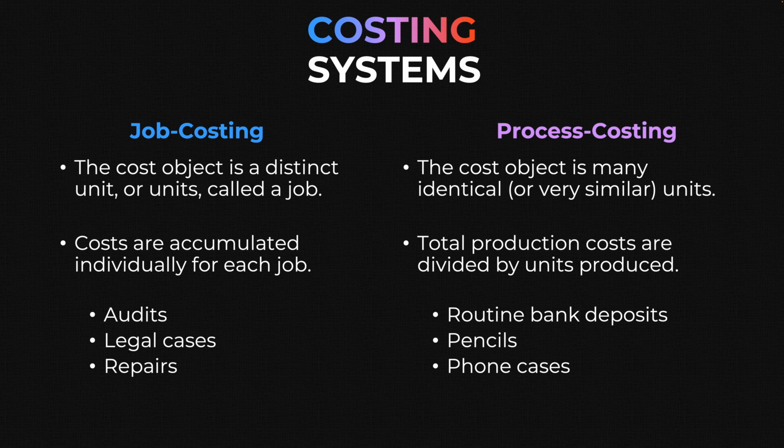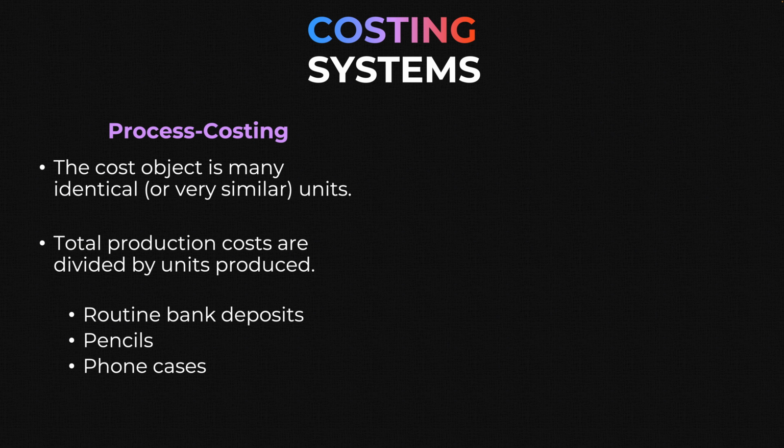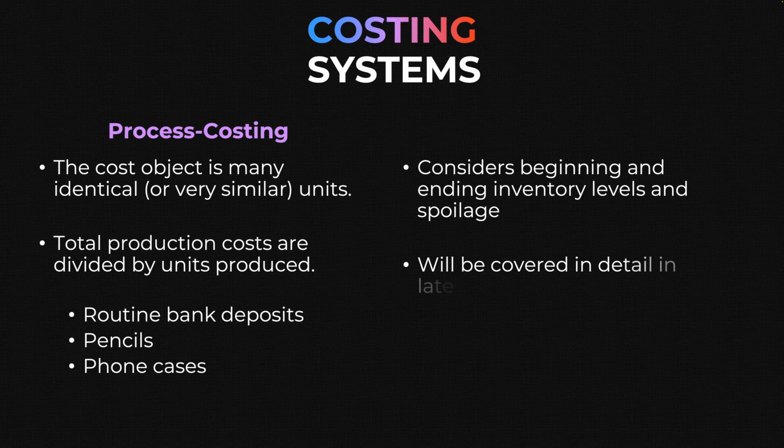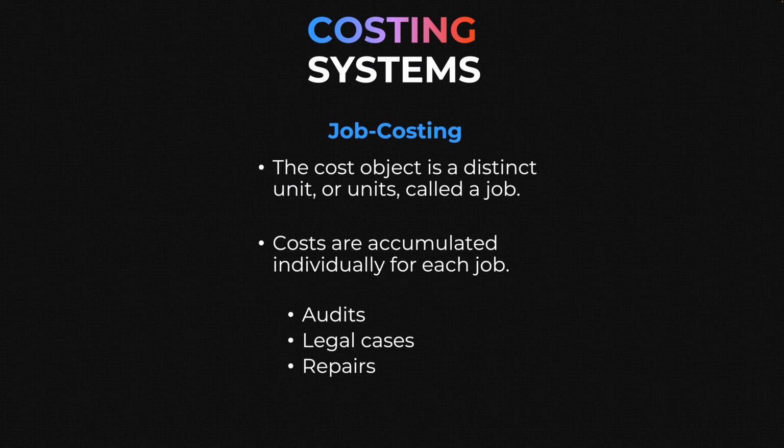We could talk a bit more about process costing. It considers beginning and ending inventory levels and spoilage. That's products that don't make it through quality assurance and quality control checks. Because of this added complexity, we're going to cover process costing in detail in later videos and later lessons. So for this video and for this early stage in our course, we'll focus on job costing.